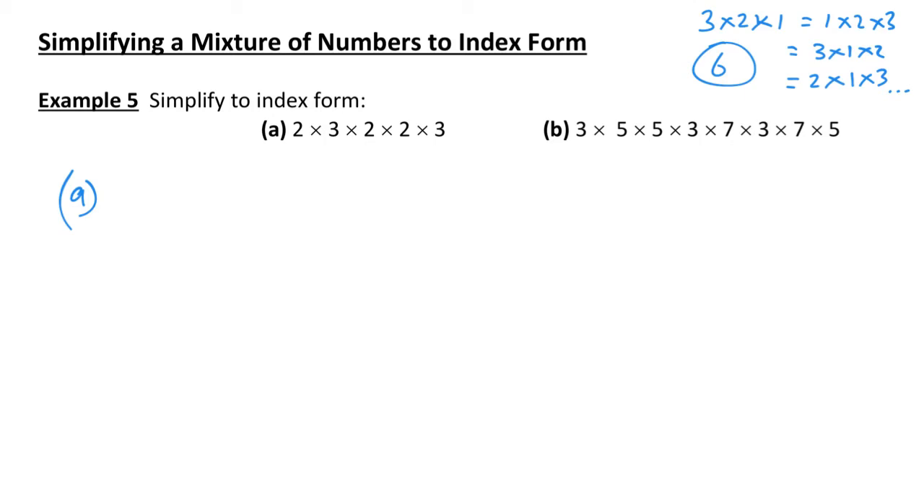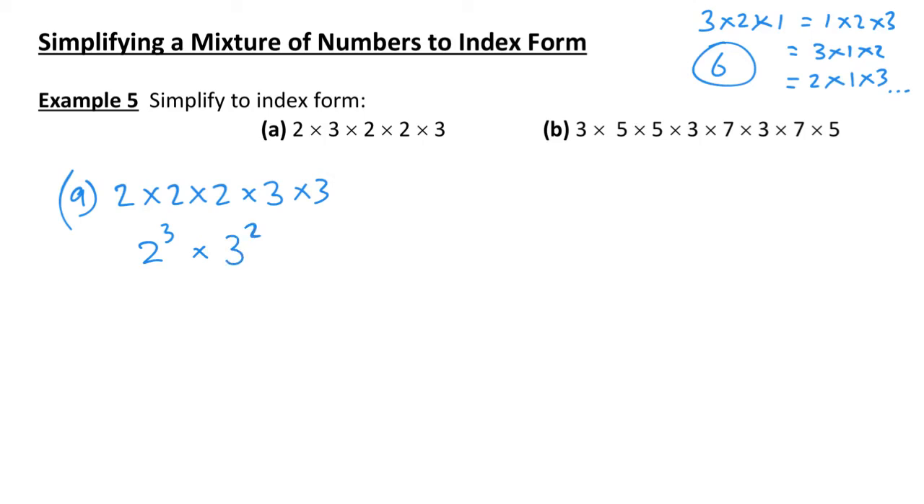So if we've got 2 times 3 times 2 times 2 times 3, if we write it out in numerical order, that's 2 times 2 times 2 times 3 times 3. The 2 times 2 times 2 can be expressed as 2 cubed, and the 3 times 3 can be expressed as 3 squared.